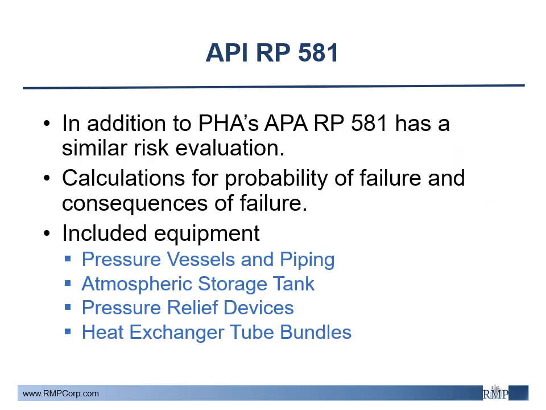In addition to the PHA, API RP581 has a similar risk evaluation for pieces of equipment. It also specifies methods for determining probability of failure, consequences of failure, and inspection planning guidelines, particularly for these components. It is another good form of guidance for finding what equipment you want to put more or less resources for MI.